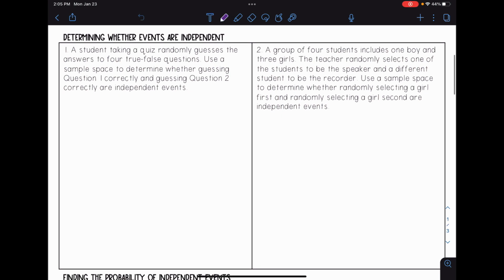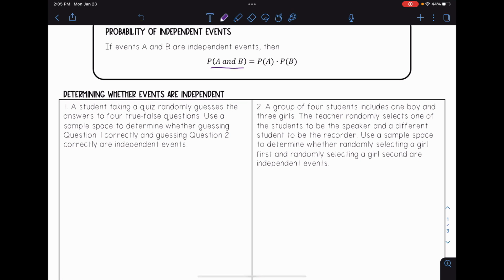So number one, a student taking a quiz randomly guesses the answers to 4 true-false questions. Use the sample space to determine whether guessing question 1 correctly and guessing question 2 correctly are independent events. So we're going to do what we did in some previous lessons, where we're going to find the sample space and we're going to find the probability of correct on question 1, correct on question 2, correct on question 1 and question 2. And then I'm going to use this equation up here to see if it ends up being true.